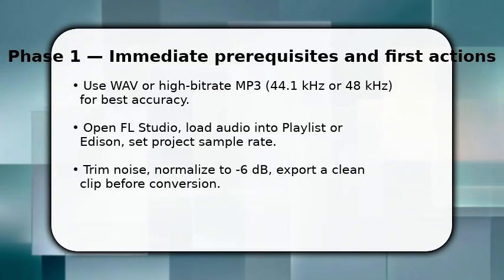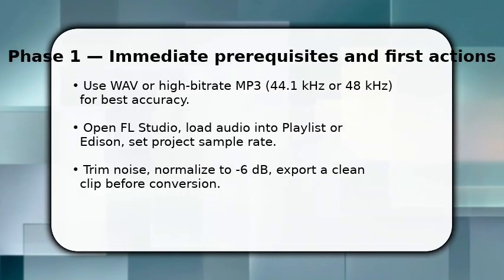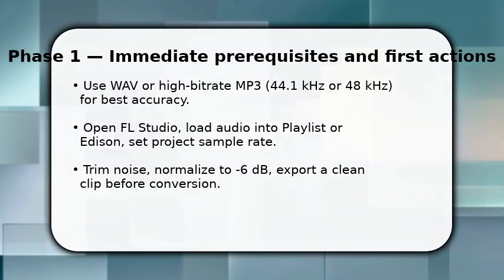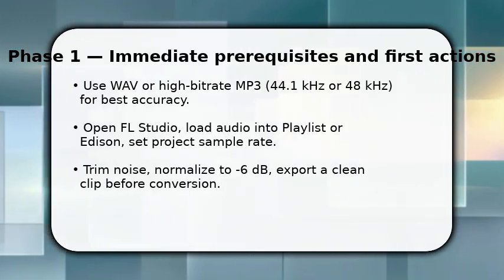You start by importing a clean file into FL Studio, use Edison or the playlist. Load the clip, set the project sample rate to match the audio, and trim silence at the front and end so conversion is tight. Once done, normalize to around -6 decibels so peaks don't confuse pitch detection.